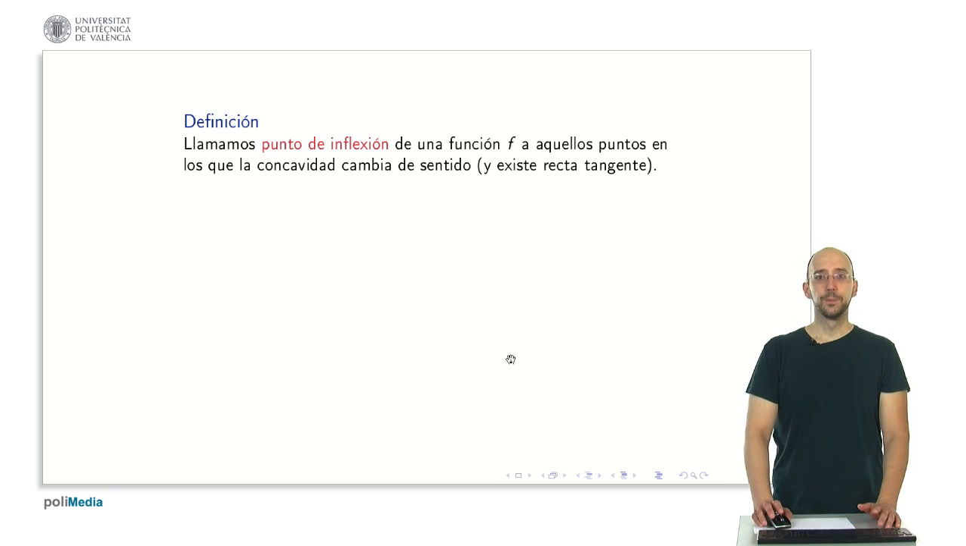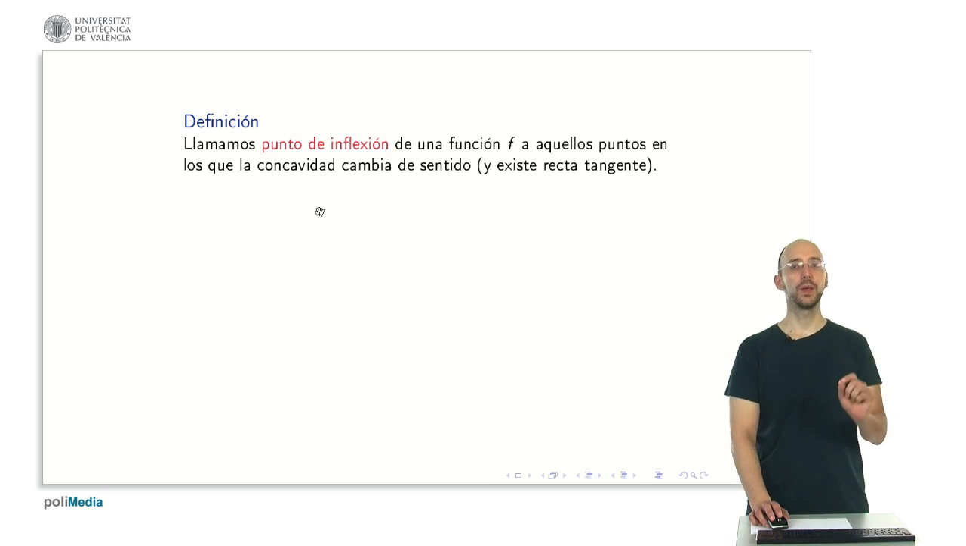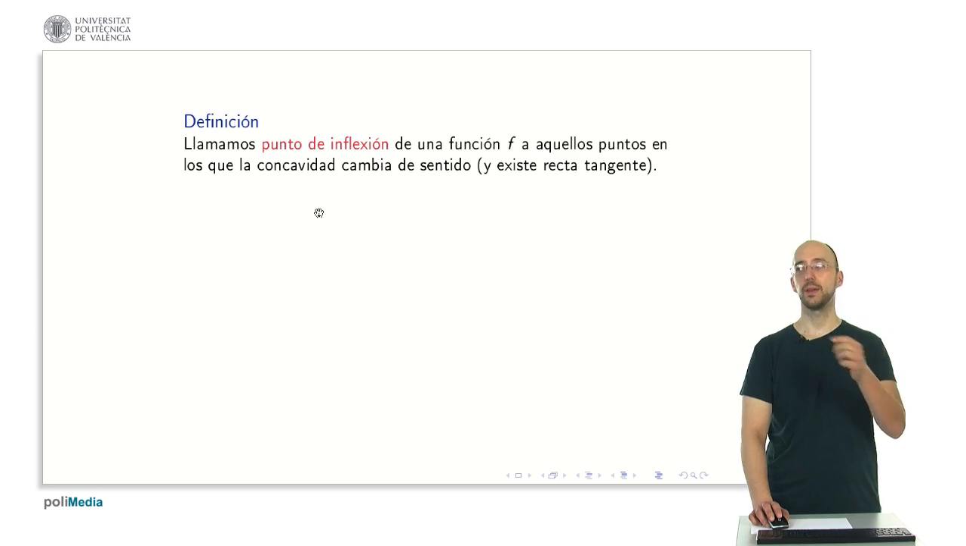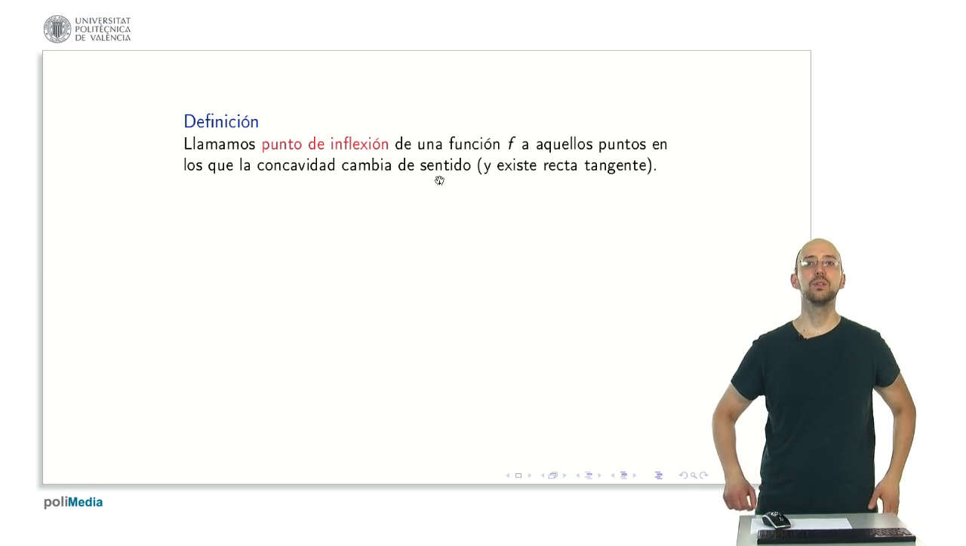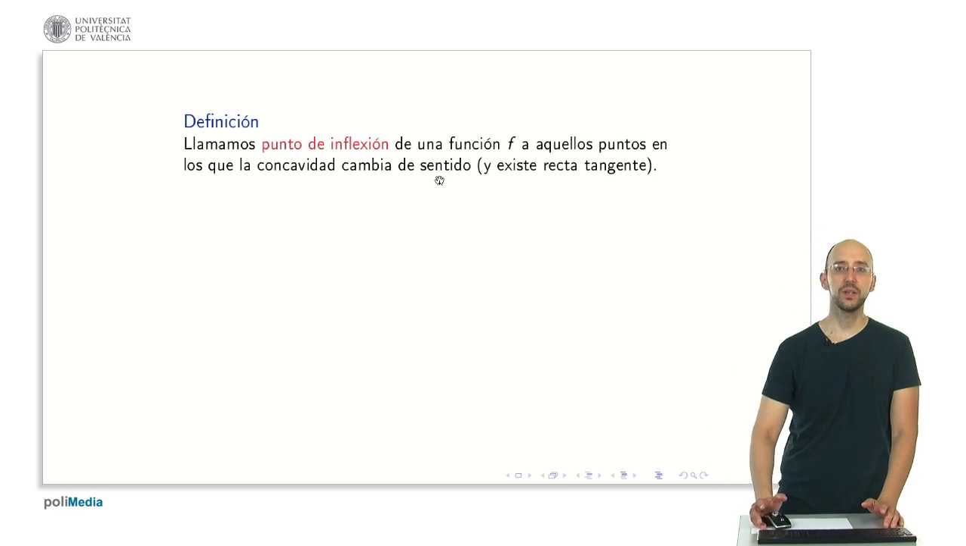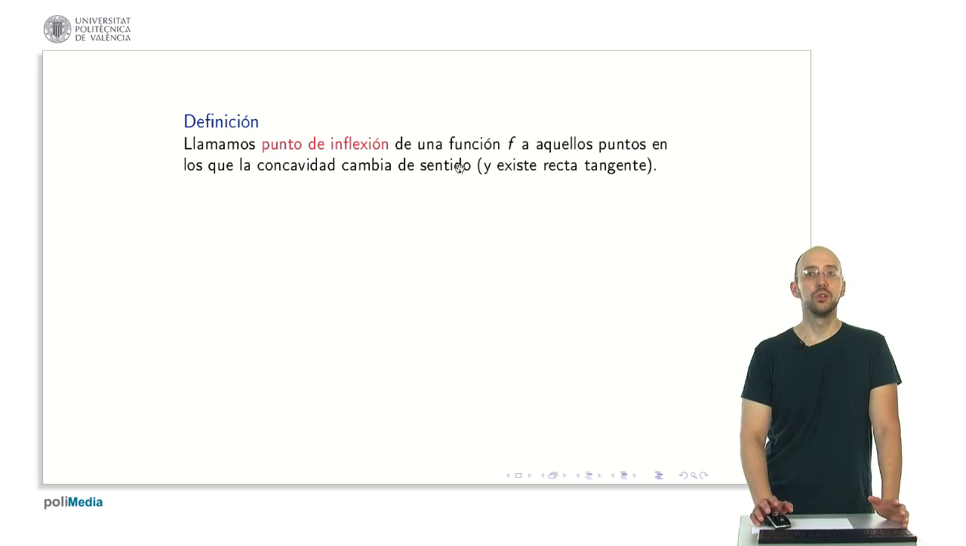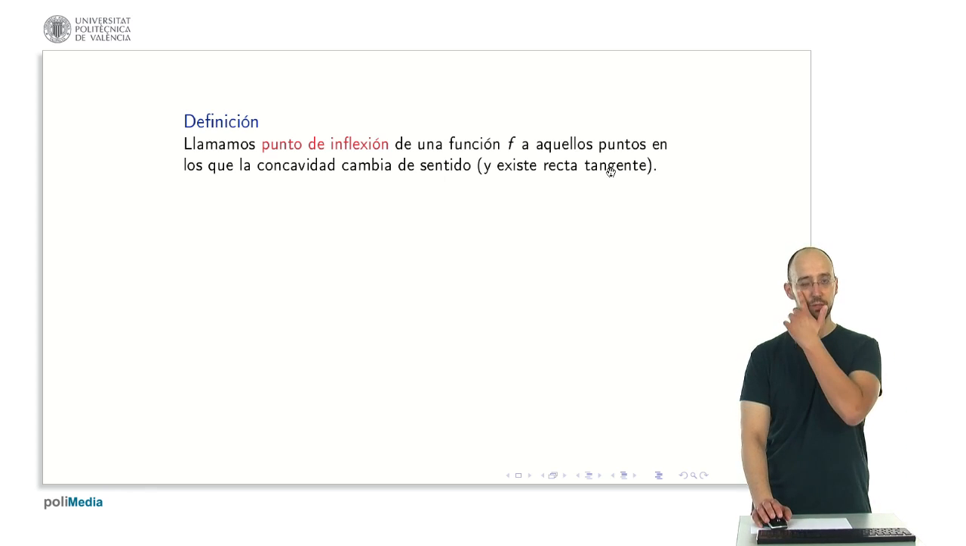A definition. We refer to inflection points of a function as those points where the concavity changes direction. As we discussed earlier, there are inflection points at -1 and 1 where the function transitions from concave up to concave down. Note that this definition may vary among authors of different textbooks. Some may require the presence of a tangent line at these points, while others do not. I include this information to illustrate the variations in the definition of inflection points.